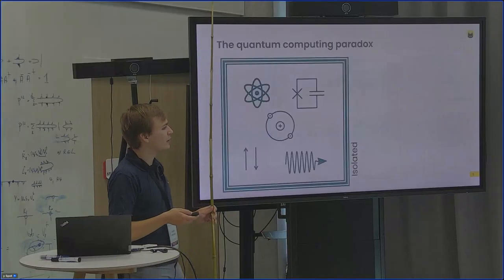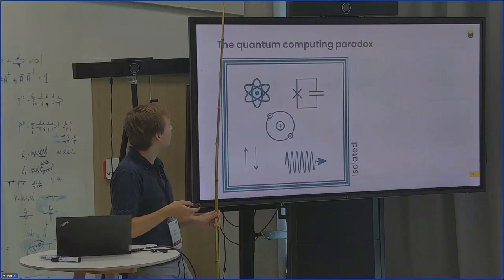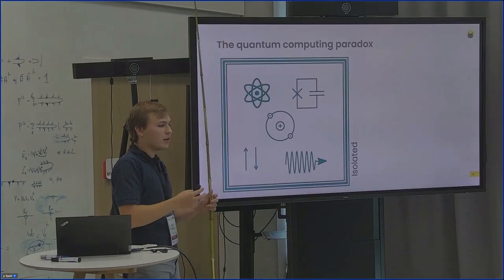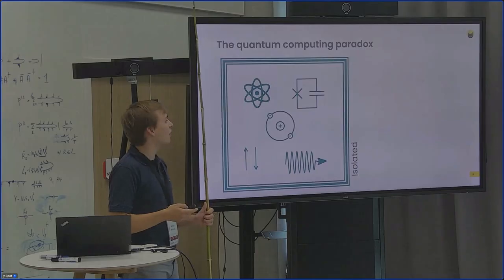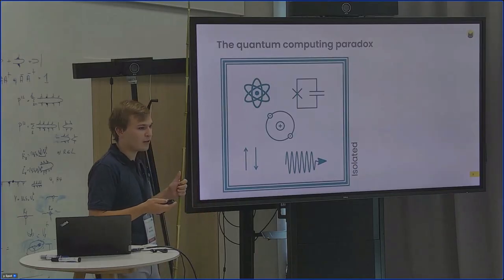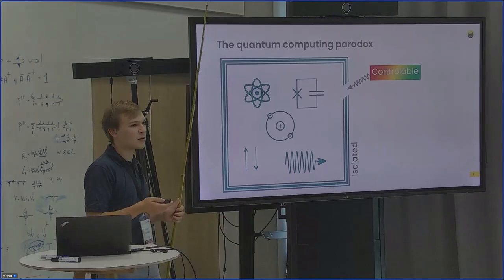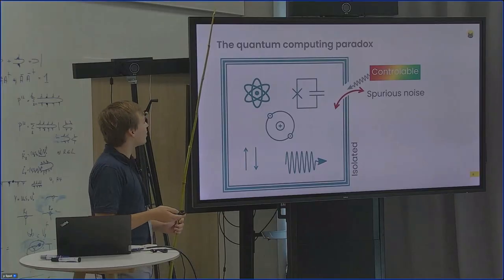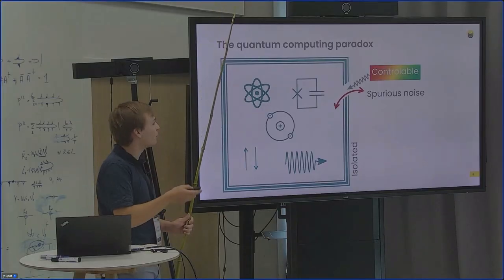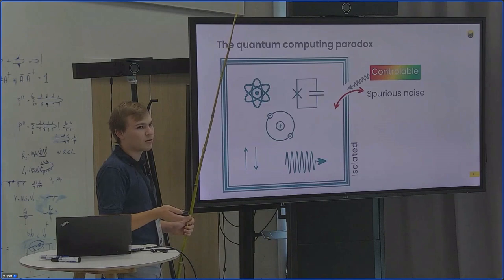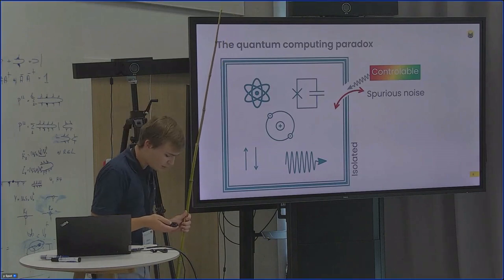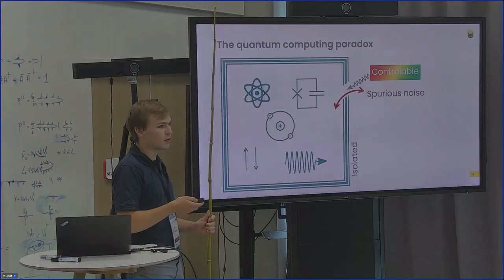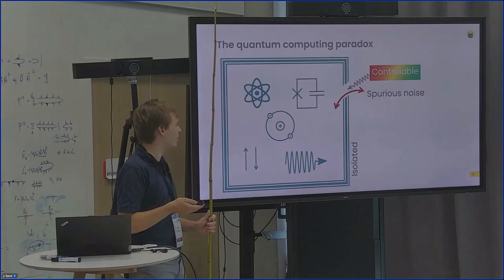This is kind of paradoxical in quantum computing: you want a system that is as isolated as possible, so that you can preserve the information in it, but you also want to be able to access it. Otherwise, you cannot do anything with it. But by adding some kind of control, you introduce spurious noise. So basically, if you want to be able to control your system, you will create errors. But what if you were able to use this kind of noise, this interaction with the outside world, to actually stabilize your system?